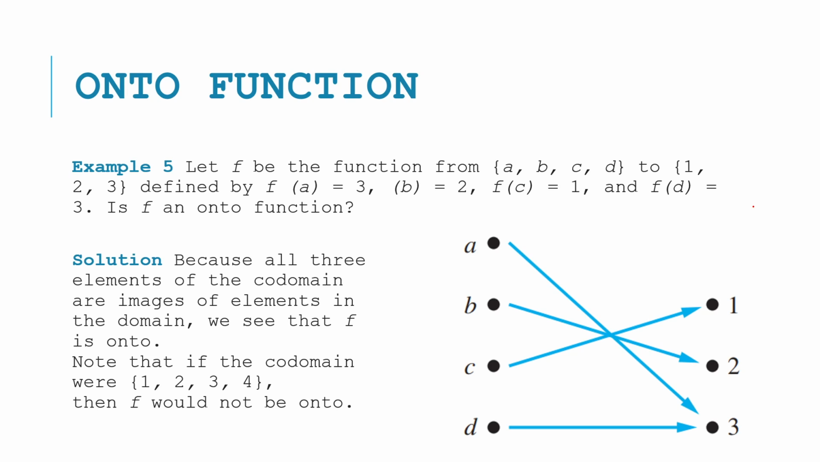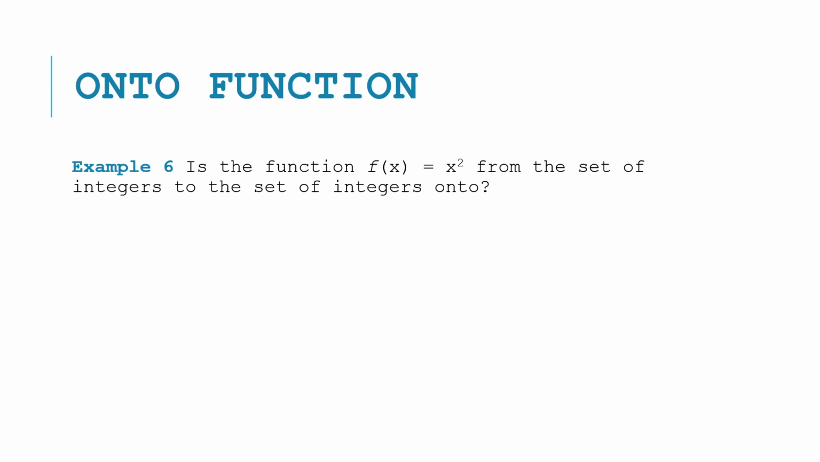Now note that if we have here an element 4 for our codomain that is not assigned any value from our domain, then this would now become not an onto function, but a 1-to-1 function. Okay? So you really have to remember, when we are dealing with onto function, it means to say that all elements in our codomain must have an assigned value from our domain.